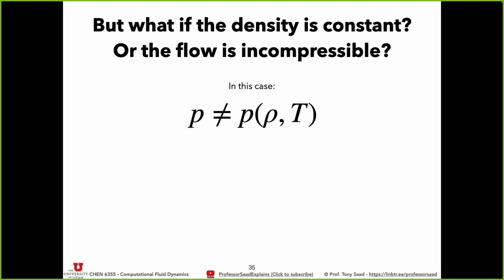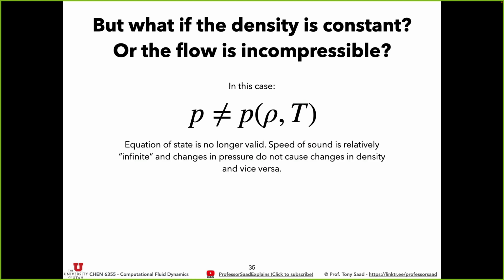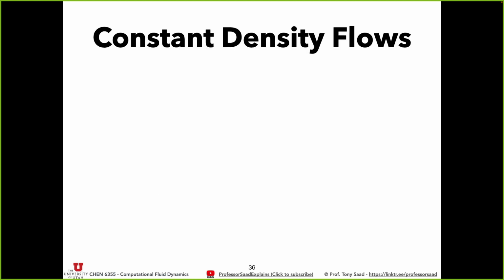So we make the density constant. But the problem now is we don't have an equation for the pressure anymore. So the equation of state is no longer valid because changes in pressure do not cause changes in density and vice versa. So here's what happens to the set of equations.